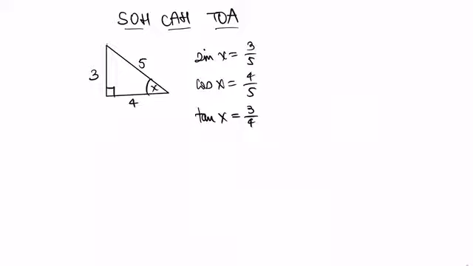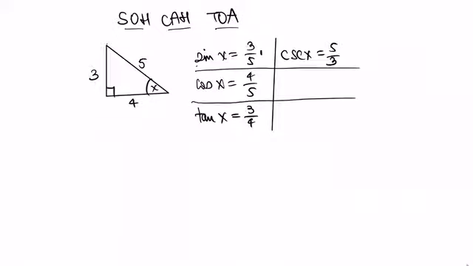What about the inverse functions? So the inverse function for sine is cosecant x, which is 5 over 3. I'm just flipping the numbers in the fraction, okay? And then the inverse function for cosine is secant, which is going to be 5 over 4. And the inverse function for tangent is cotangent, so it's 4 over 3.